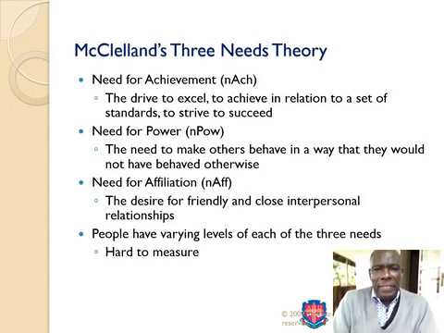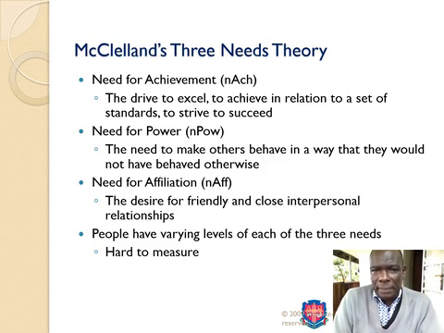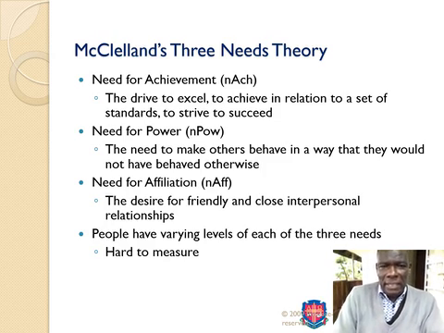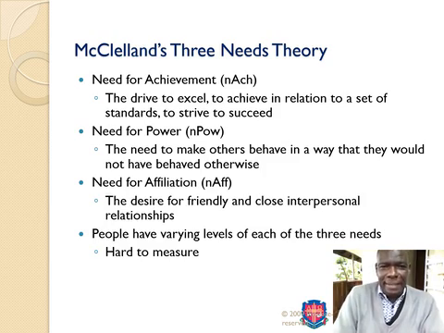The fourth of the early theories of motivation was theorized by McClelland. We call it McClelland's three needs theory. This is also a very interesting theory. The three are the need for achievement, the need for power, and the need for affiliation. Those are needs, according to McClelland. Those are serious needs.